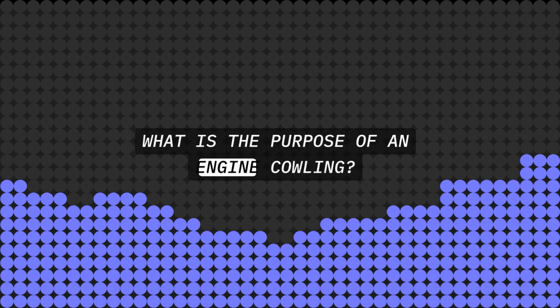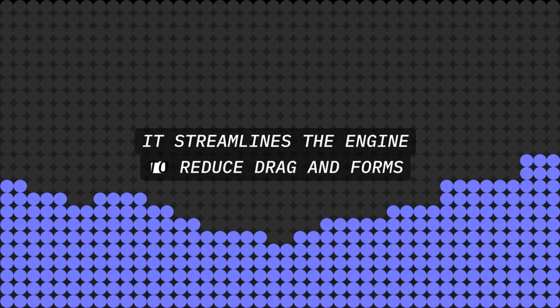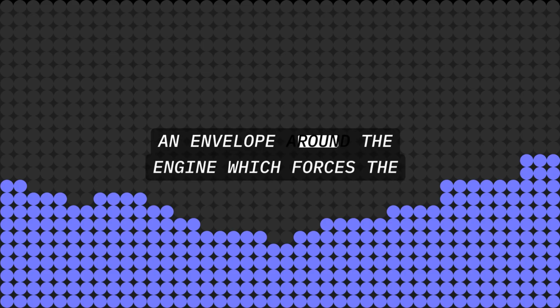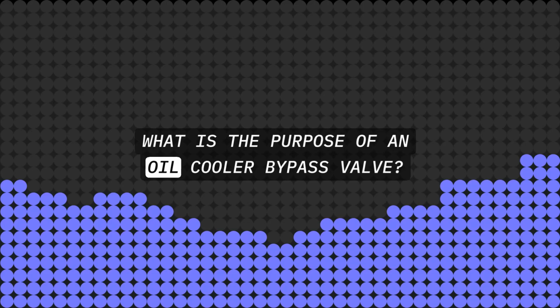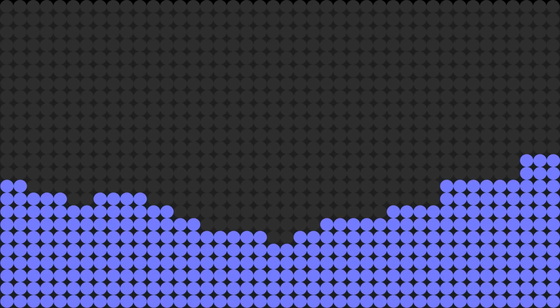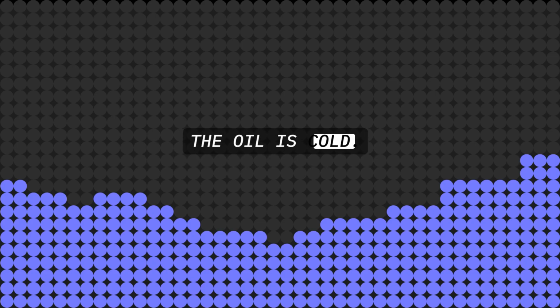What is the purpose of an engine cowling? It streamlines the engine to reduce drag and forms an envelope around the engine, which forces the airstream between the cylinders to cool them. What is the purpose of an oil cooler bypass valve? It allows the thick oil to bypass the cooler when the oil is cold.